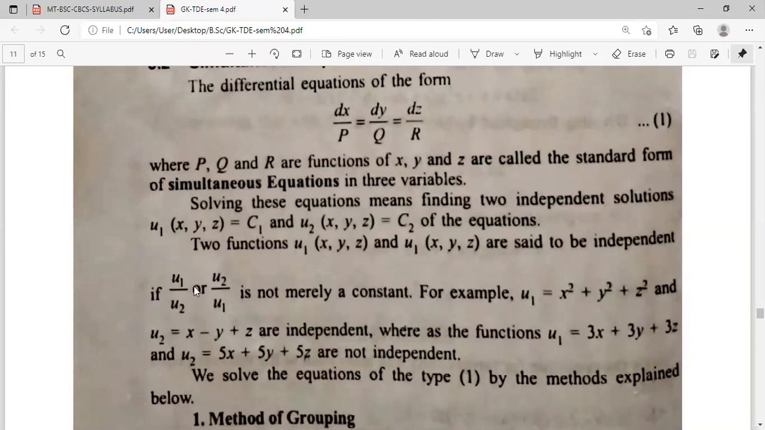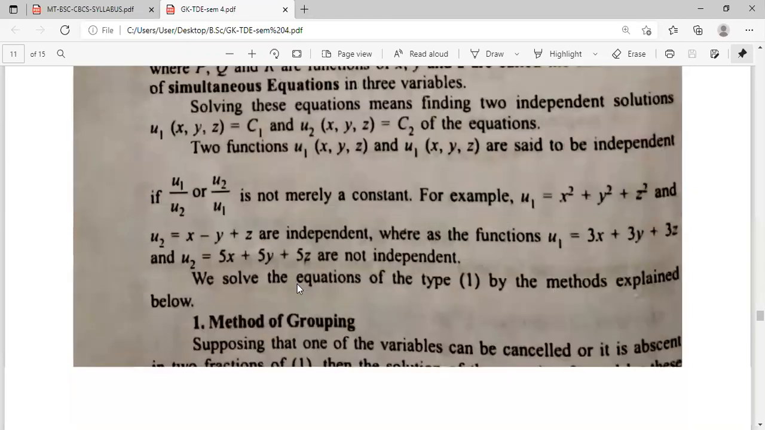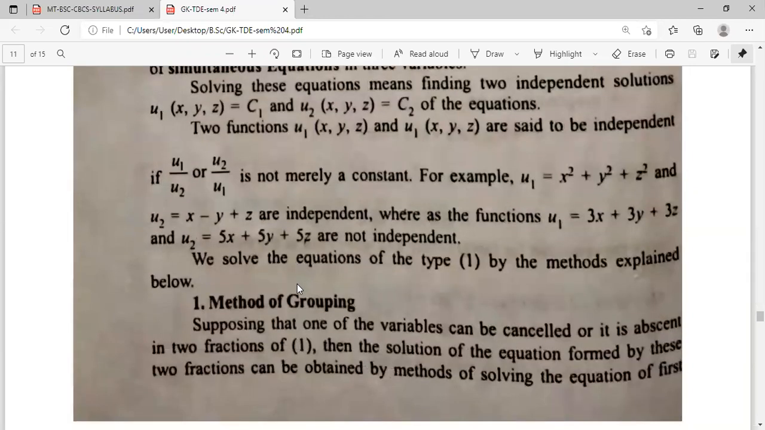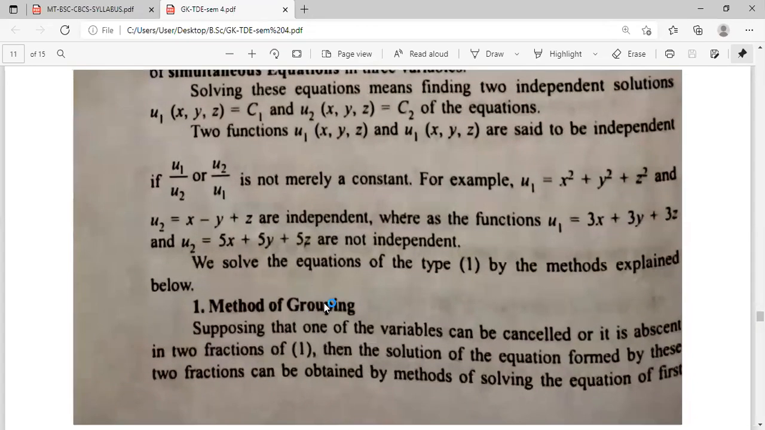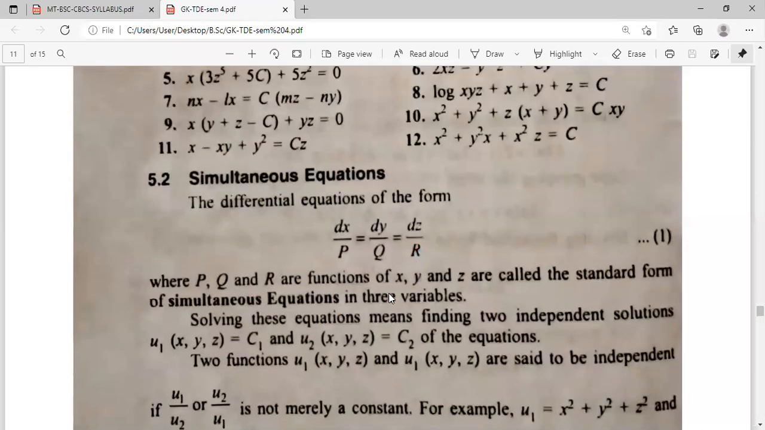That is, u1 by u2 equal to some constant or u2 by u1 equal to some constant, you can say they are dependent. If the constant does not exist, you can say they are independent. Here we are going to get the independent solutions. Now, the method of grouping. It is the first method in the case of simultaneous equations. What is the standard form here? dx by p equal to dy by q equal to dz by r.